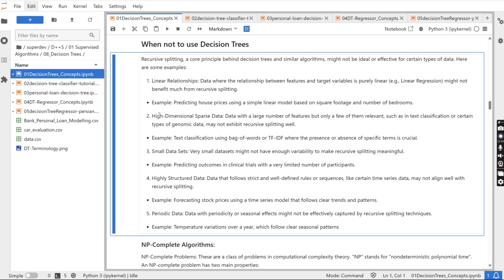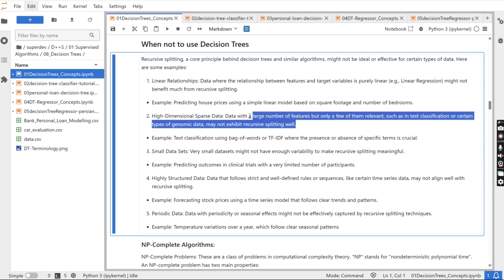Next, when not to use decision trees: when you have high dimensional sparse data. What is sparse data? Sparse data is when you take the data frame and a lot of the values are zeros. If too many values are zeros, how will a decision tree make decisions based on splitting if the majority of the values are zero? So it doesn't make sense. Hence the recursive splitting may not work well. This is usually seen in genomic data, if you're working with genomes, or any protein based solutions. Better not to use a decision tree.